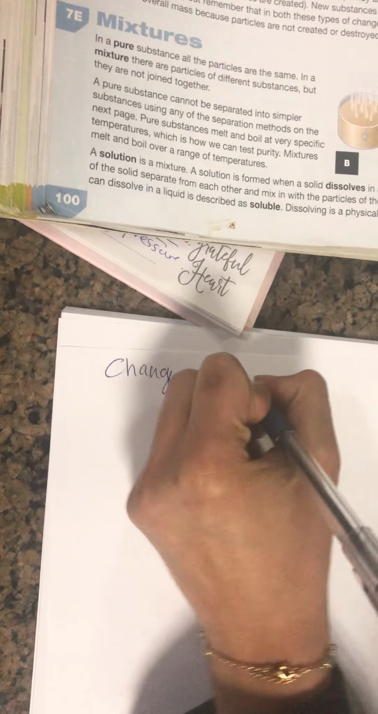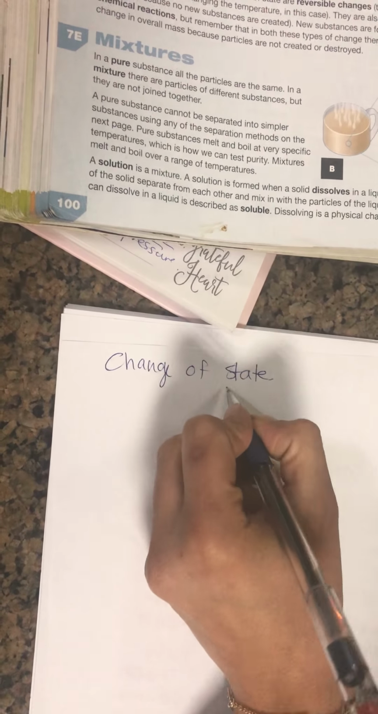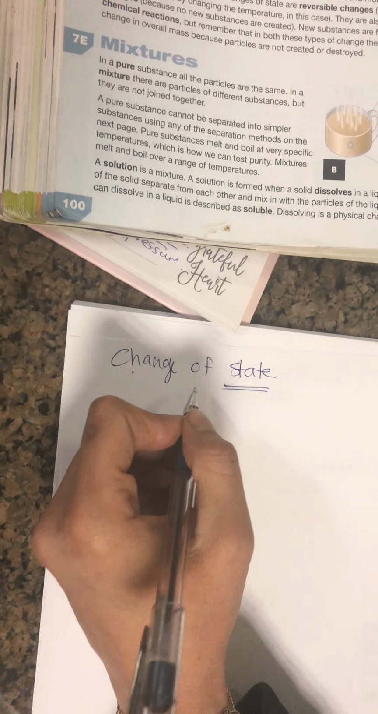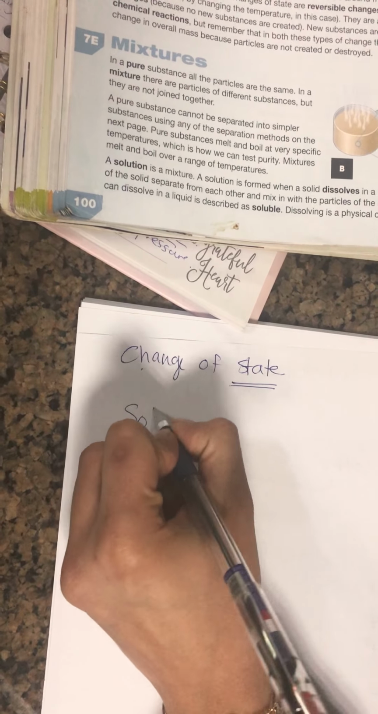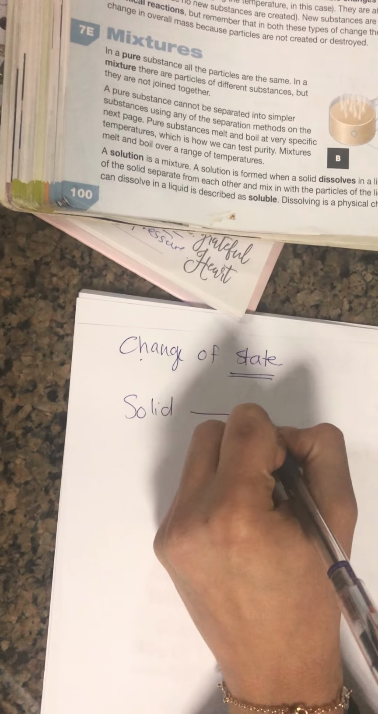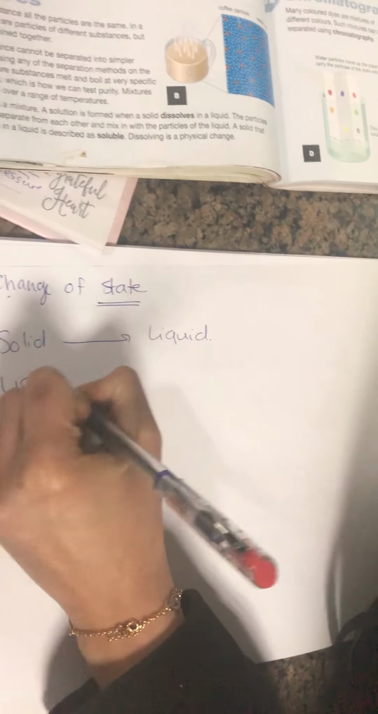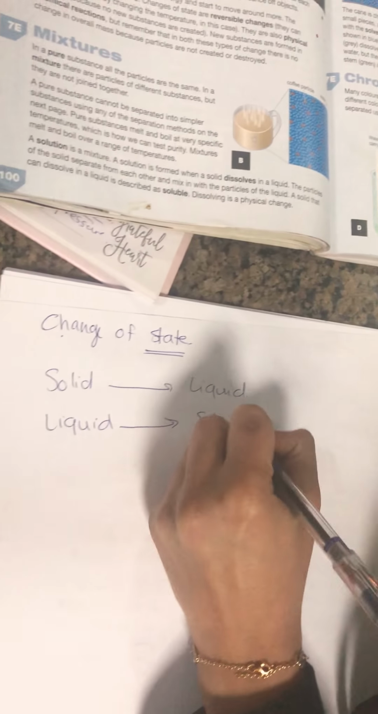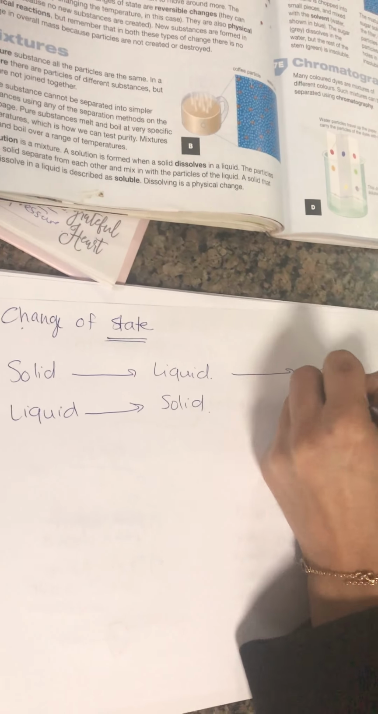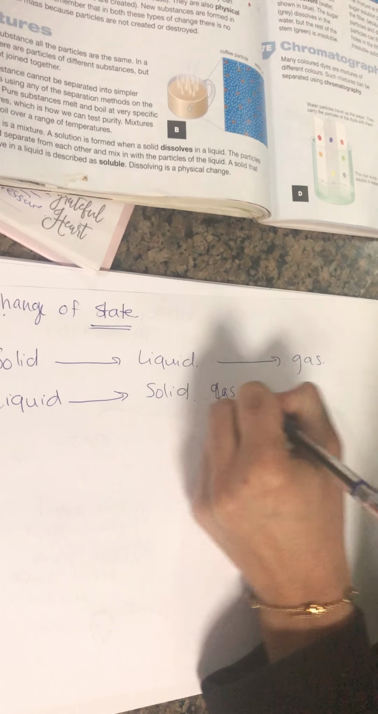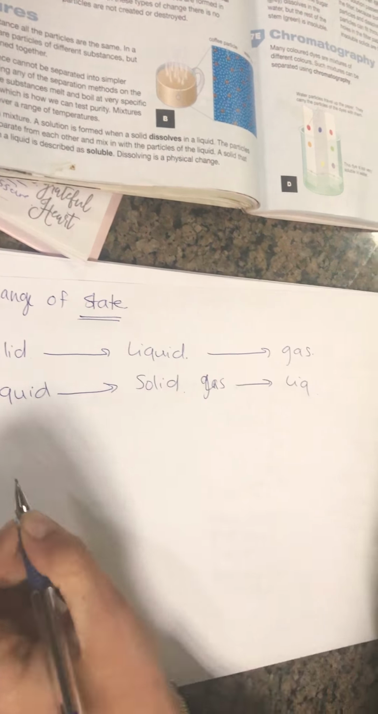All right. Now, the next thing we're going to talk about is the change of state. States are the 3 states of matter. So we're going to say how we change the states of matter. Let's start with solid. We have solid to liquid, and then we have liquid to solid. And then we have liquid to gas, and then we have gas to liquid.